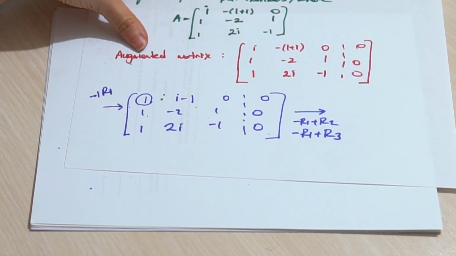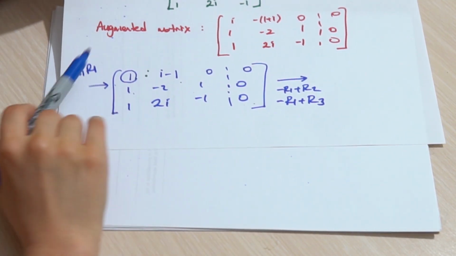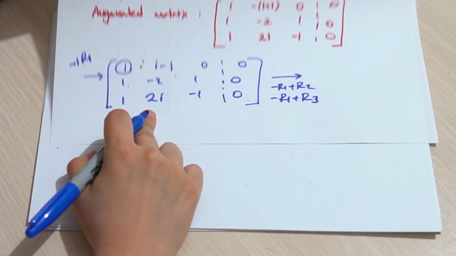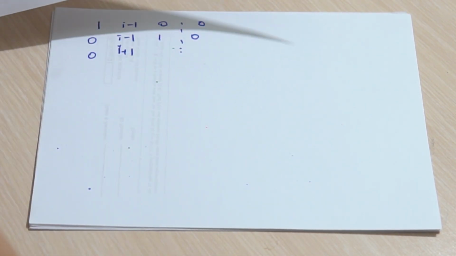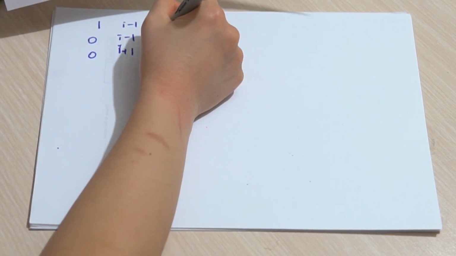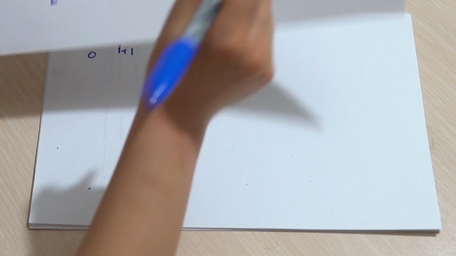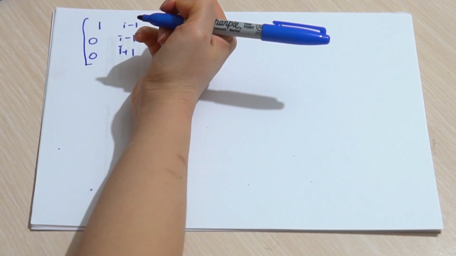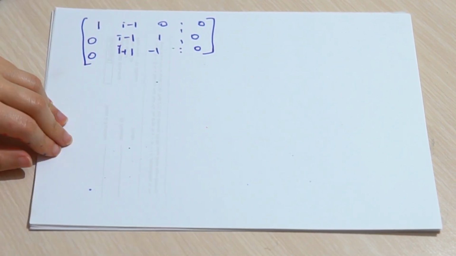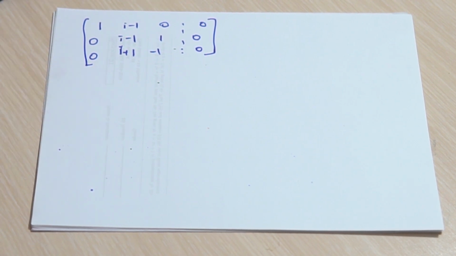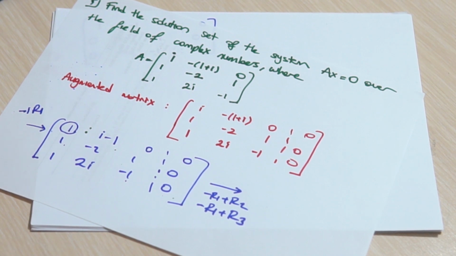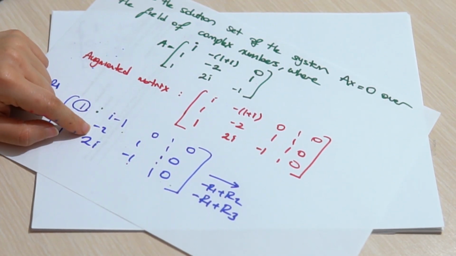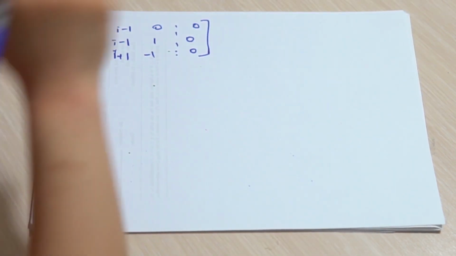Then here I will have 1. Since there is 0 above it, there is nothing. Again, I have 0 here. 2i minus i is i. Minus minus i plus 1. And I will have here minus 1, 0. Okay, this is what I have. Did I make it correctly? i plus 1, is it right? Yes. This one is minus 1 minus i. Sorry, this one is minus i minus 1.